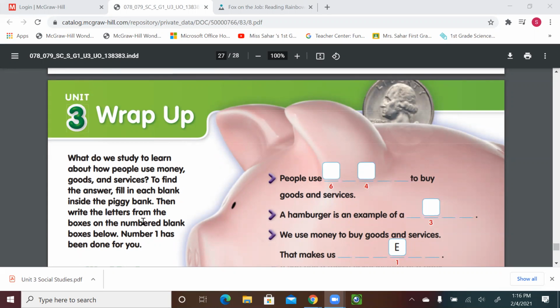We also learned about producers, sellers, and buyers. The producer is someone who makes or grows something, or gives a service, and that makes you a producer. The seller is when people sell goods or service. And the buyer is someone who uses money to buy goods or service. We also learned how the producers, sellers, and buyers all work together to meet what people need and want.